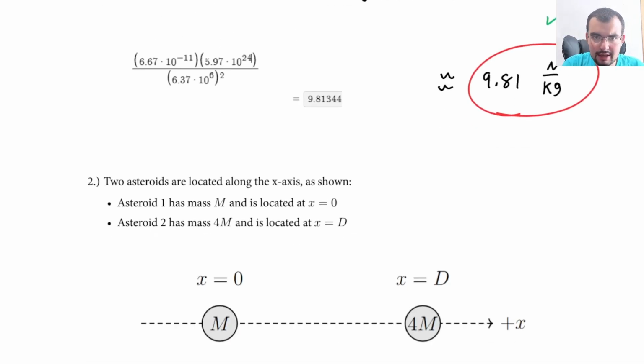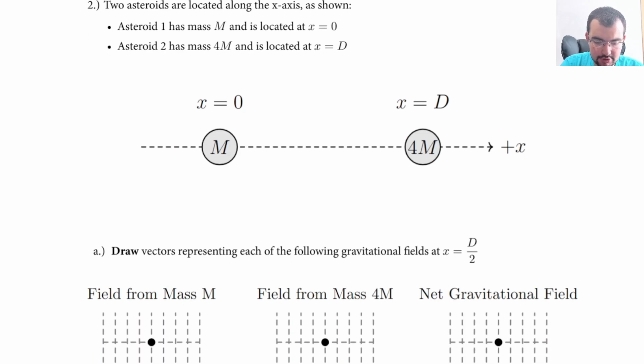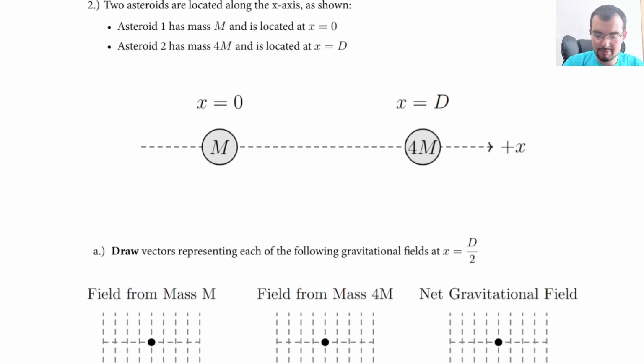Now that we know that this at least gives us the expected results, let's do some work with the g field. We have two asteroids. Asteroid 1 has mass 1m and asteroid 2 has mass 4m. We want to draw first some vectors representing each of the fields at d over 2, at the midpoint. Each of these masses is going to be a sink. So the mass m would generate a field like this. The mass 4m would generate a bigger field like this because it's larger.